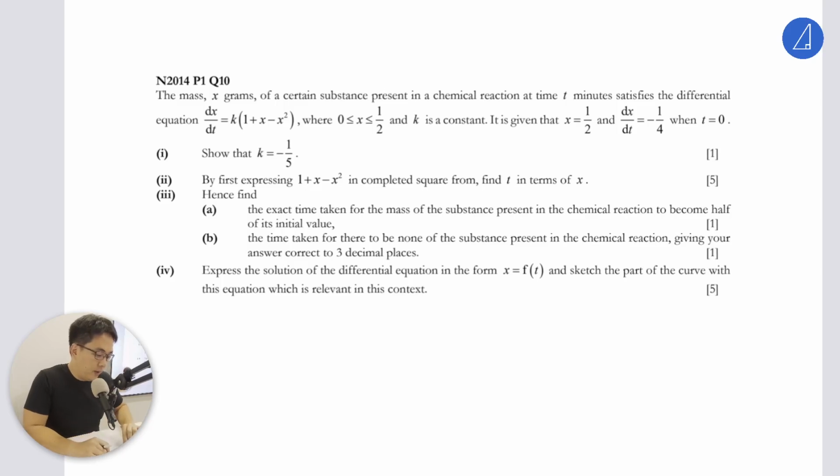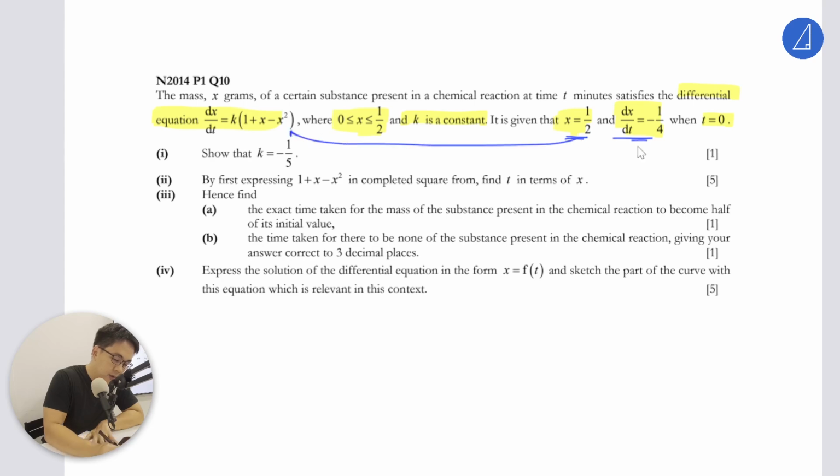So the first one: the mass x grams of a certain substance are present in a chemical reaction, and it satisfies this DE here, where x is between 0 and half, and k is a constant. Given that x is half and dx/dt is negative 1/4 when t equals 0, you just need to substitute the values. This could be substituted into this guy.